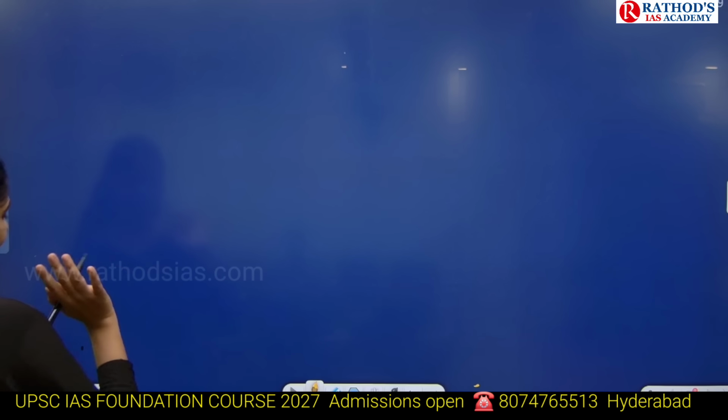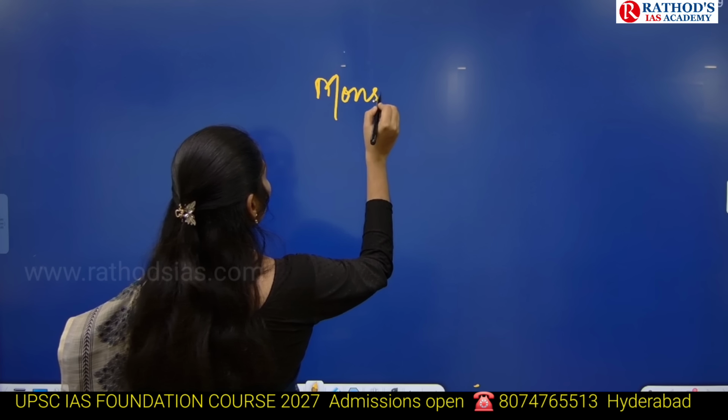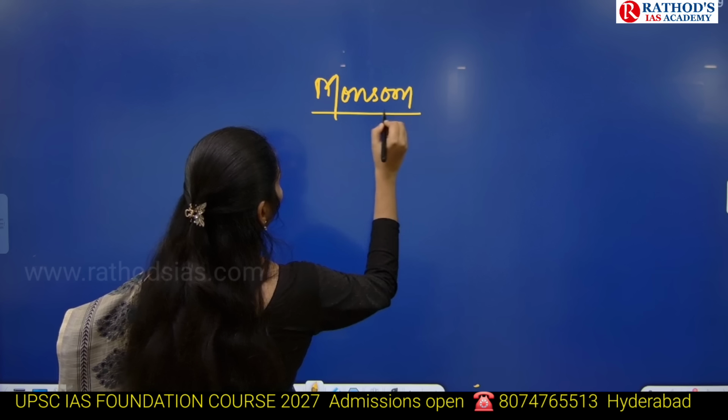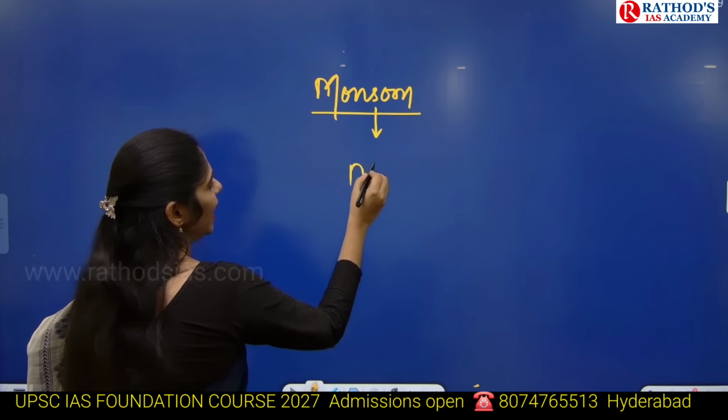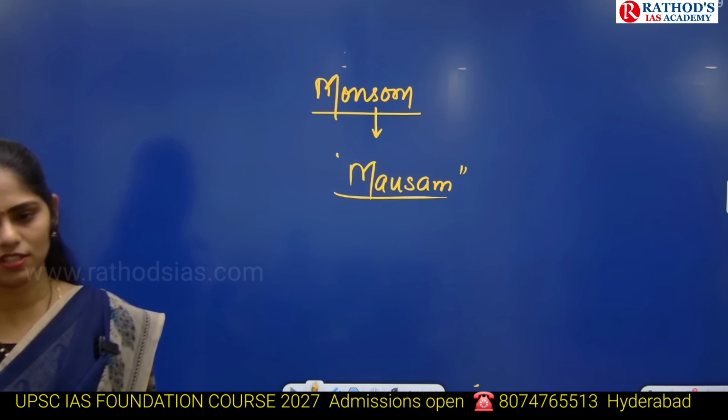Okay, now let us see this article. It is talking about monsoon. So what is the meaning of monsoon? From where we derived this word? We derived this word from mausam. Mausam means nothing but reversal of winds.